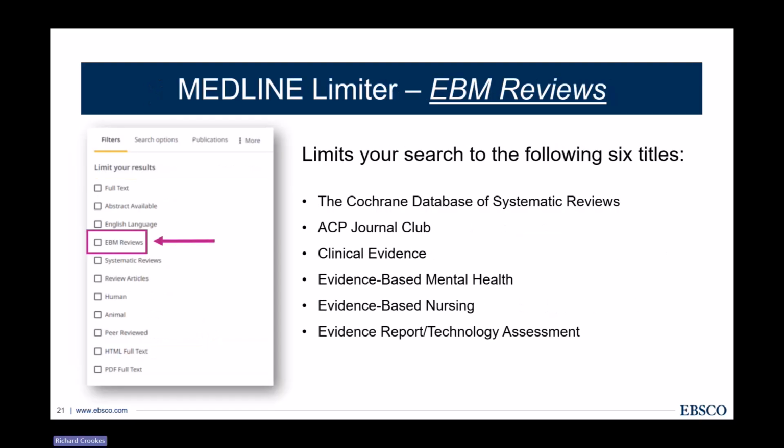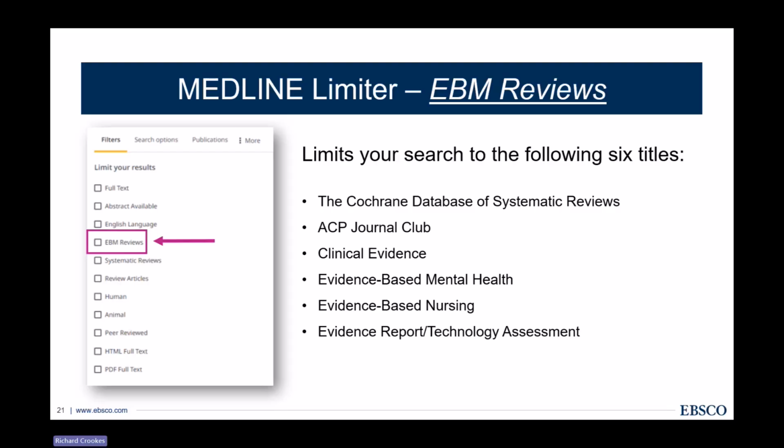MEDLINE has something similar, the EBM Reviews filter, and you use it in the same way by selecting the option under the filters on the advanced search page. It does limit to the Cochrane Database of Systematic Reviews, so we'll see if Cochrane have produced anything. You can quickly identify that from the search results. ACP Journal Club, also Clinical Evidence, Evidence-Based Mental Health, and so on.